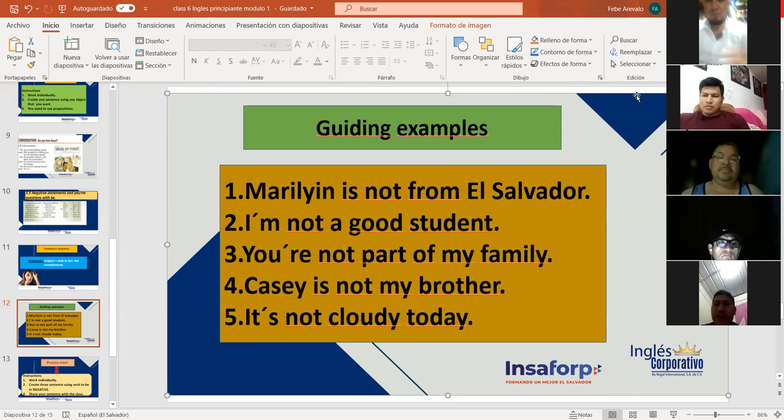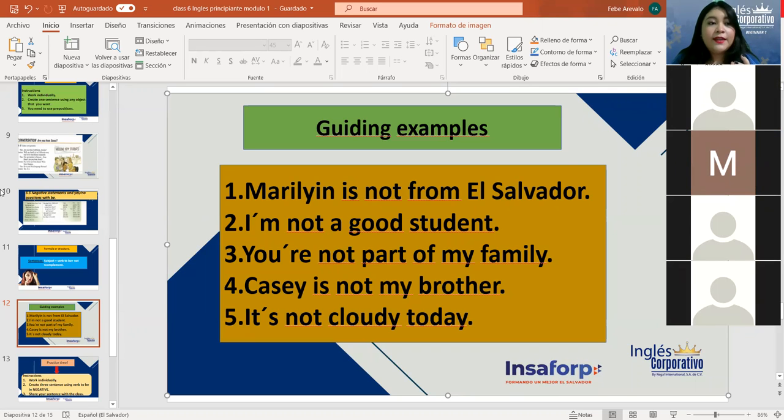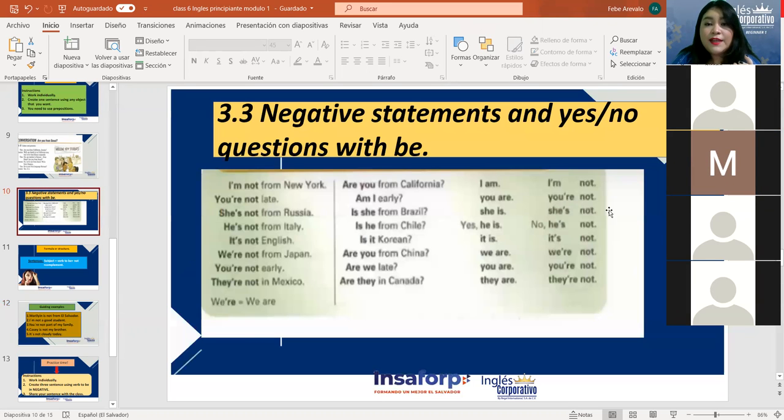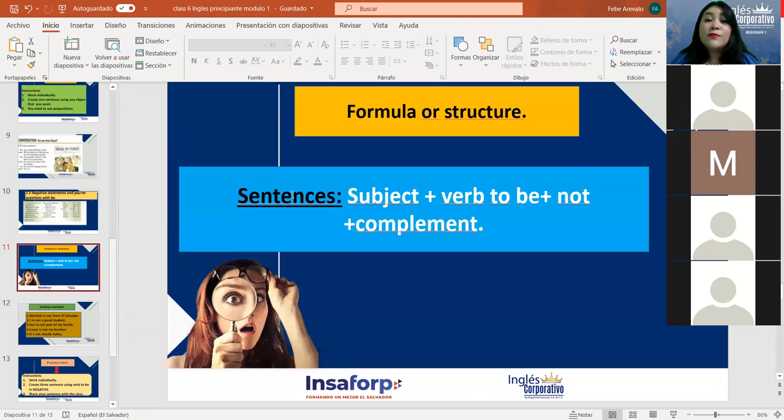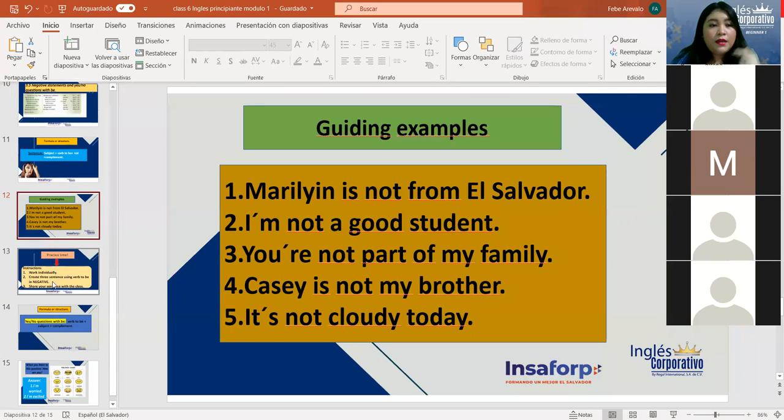All right, everybody. Aquí lo tienen. Estas son las structures. Okay. Utilizando un negative. Les mencionaba que cuando ustedes hacen respuesta a las preguntas, tenemos que decir no, I'm not, ¿verdad? Pero en este caso, como estamos en sentences, el negative solo voy a necesitar uno. Okay. For example, Marilyn is not from El Salvador. Okay. Ahora, let's move on.